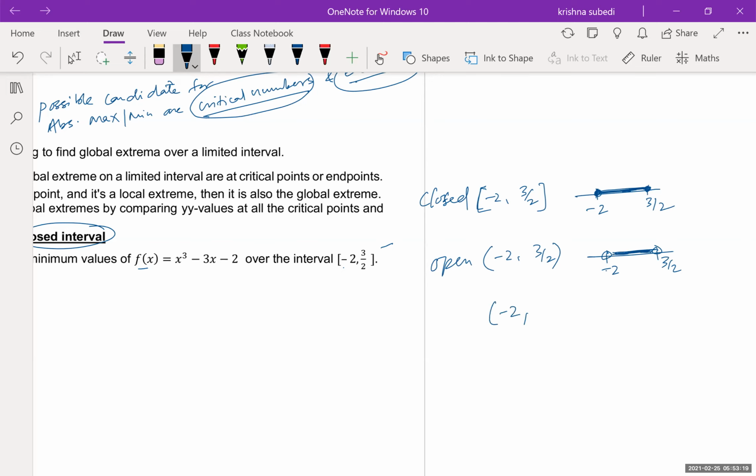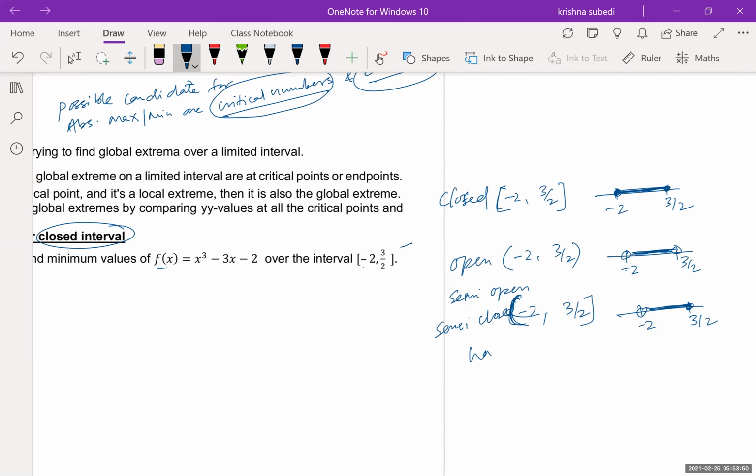Sometimes you may have -2 and 3/2 like this. It is called semi-open or semi-closed. Some people call it semi-open, or semi-closed, or half open or half closed, doesn't matter. What it means is, in this case, -2 is not included, whereas 3/2 is included. So this is the graph for that. Just keep that in mind.